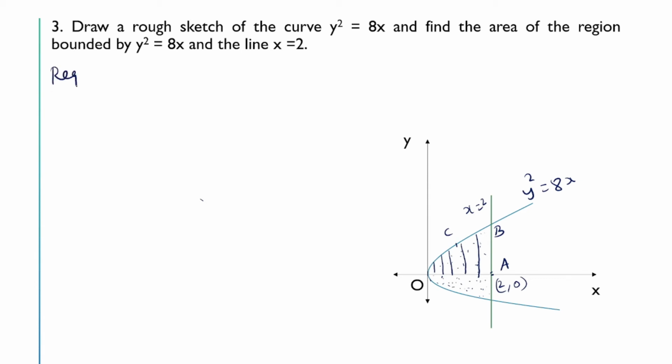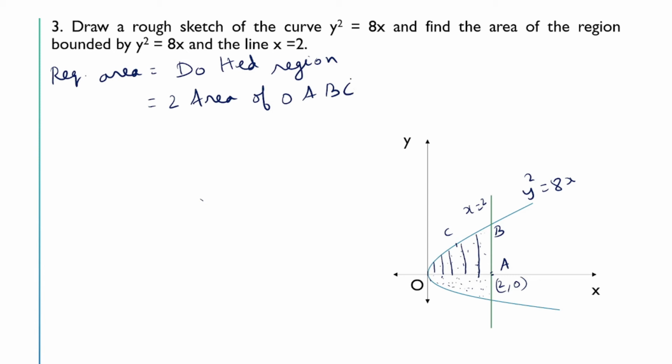So required area is equal to the dotted region. The dotted region, it is nothing but it is 2 times area of OABC. So it is 2 times this part. Now we know how to find the area of this part using definite integral. So area of the region OABC, it is nothing but it is integral 0 to 2 y curve dx.